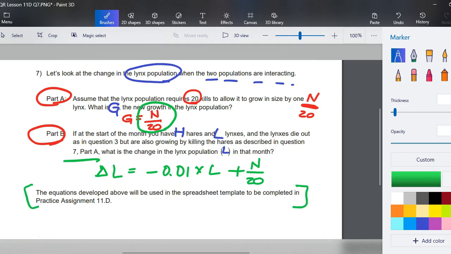Think on this, look on this. And part 7 and part 6, or questions number 6 and 7, can both be written in multitudinous ways. The equations that we have developed are going to be used in the spreadsheet template to be completed in practice 11D. And so I'm going to go ahead and tell you the number of kills: the coefficient of determination is going to be multiplied times the number of lynxes and the number of hares. We had that the coefficient of determination is 0.002 times L times H. And this is the number of kills.